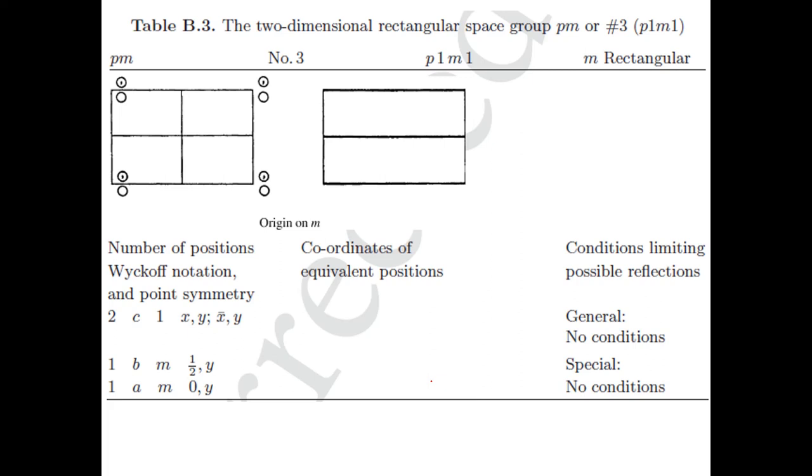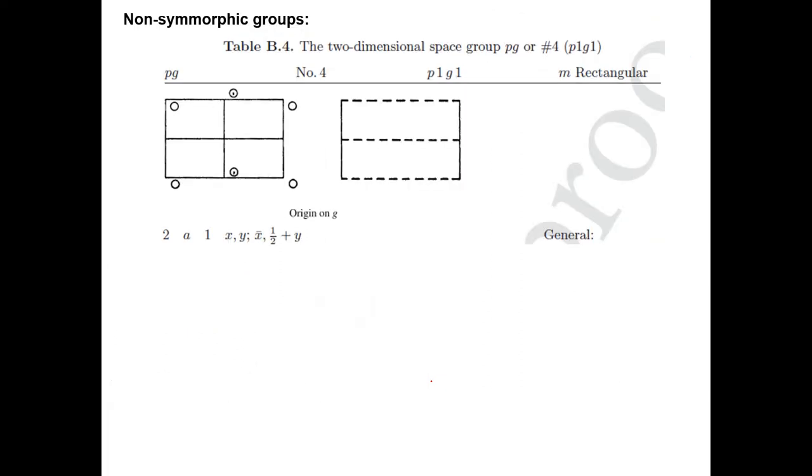This is group 3, P1M1. So let's discuss some of the non-symmorphic groups. So this is group 4. It's also a rectangular group. And you can see it right here that you have glide planes, right? Indicated by the dashed lines. And you can see them right here.